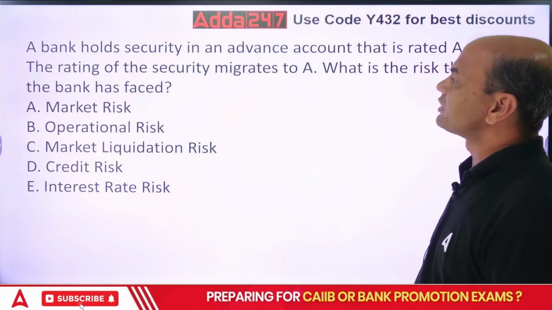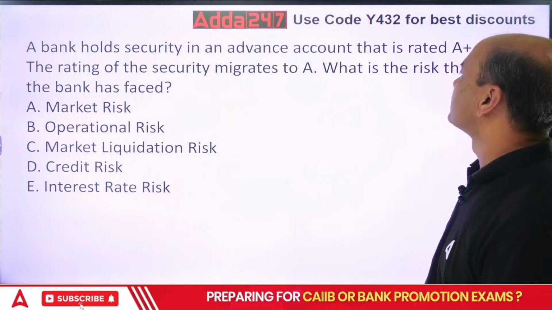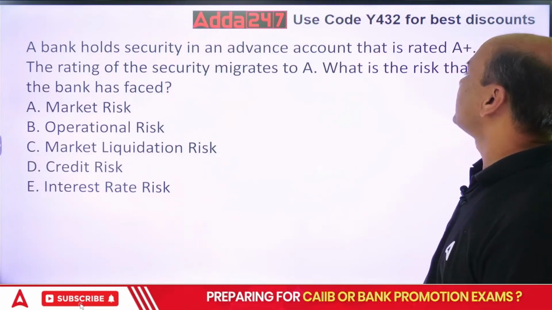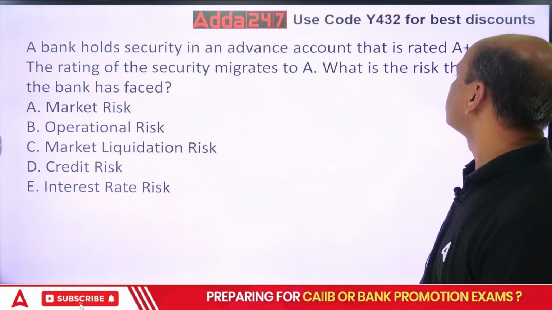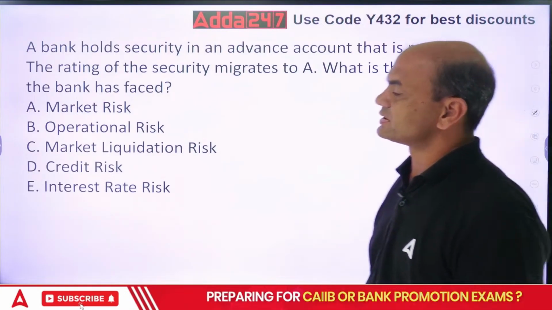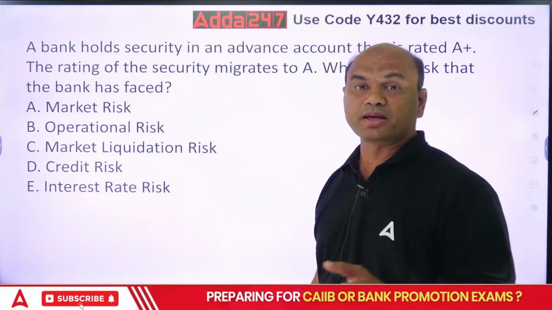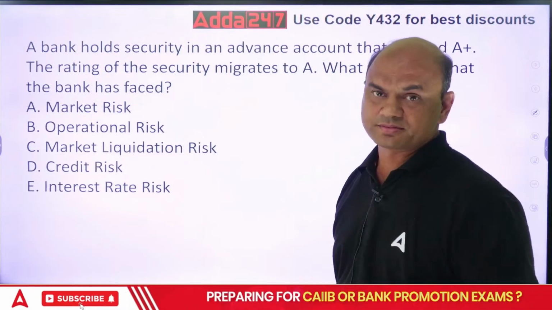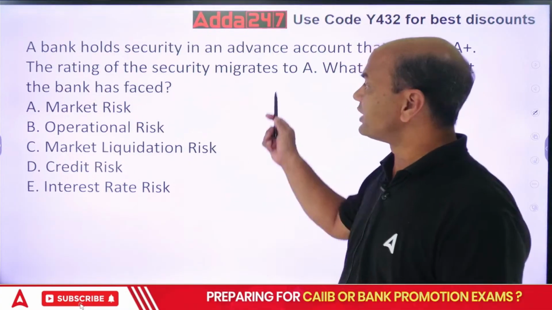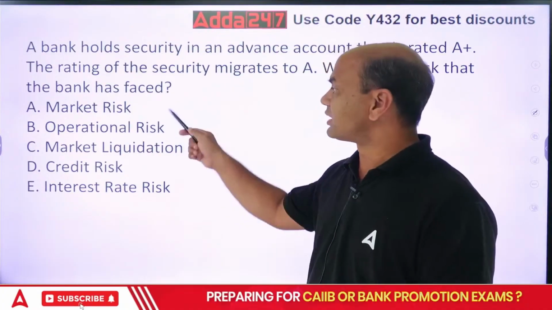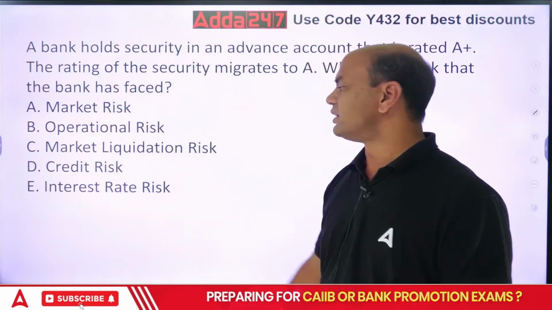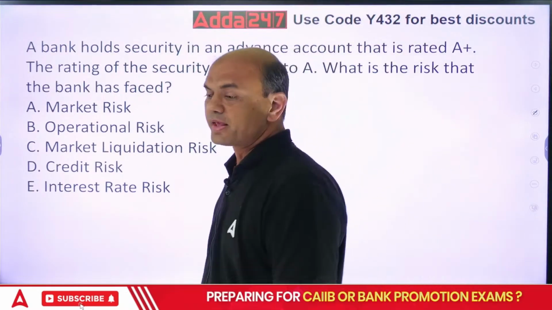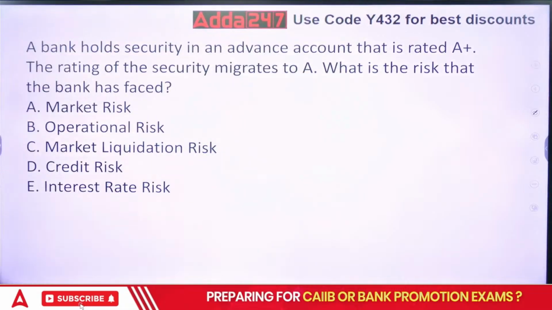A bank holds security in an advance account that is rated A plus. The rating of the security migrates to A. What is the risk that the bank has faced? So the rating has migrated to A from A plus. What is the risk that the bank has faced? Market risk, operational risk, market liquidation risk, credit risk, interest rate risk. A plus to A. If the rating of the security falls down, what happens?